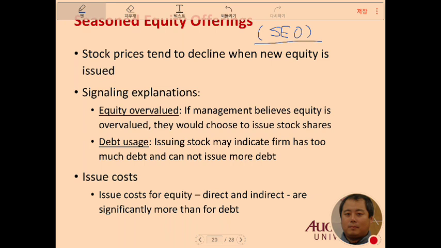And also there's a huge issue cost for equity. There's a direct cost, an indirect cost, and actually it's more expensive than that. So there's a pecking order theory in capital structure theory, and it means that the company will tend to use cheaper money first. The cheapest one is retained earnings. The second cheapest one is debt financing, and then the most expensive one is equity financing. So the cost of issuing equity is actually very high.